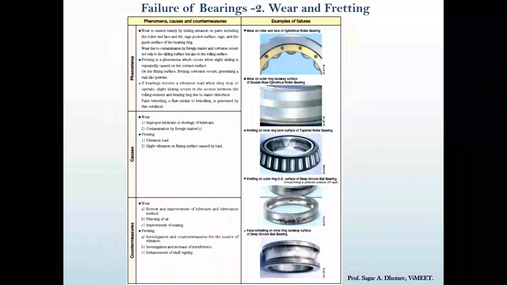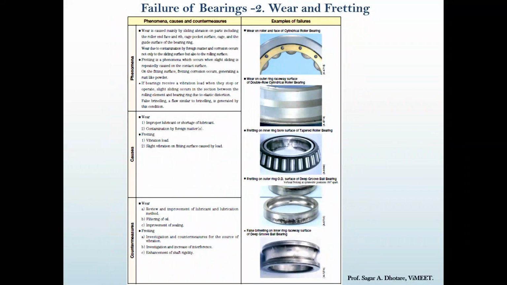Next one, wear and fretting. The wear is caused mainly by sliding abrasive particles affecting the roller end surface and the rib, the cage pocket surface, and the guide surface of the bearing.